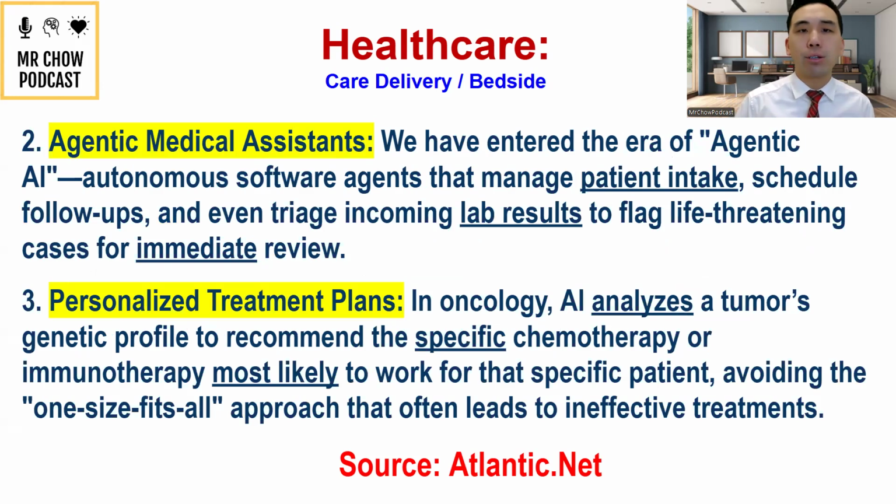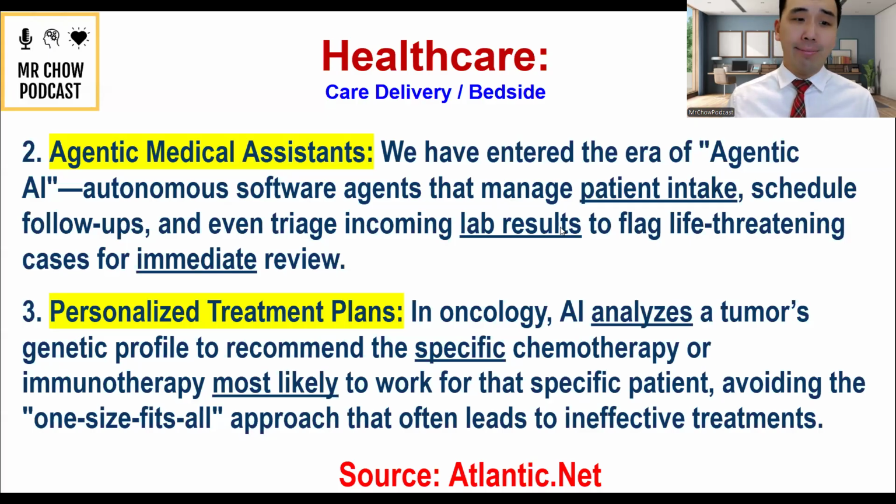You look at agentic medical assistants. We have entered an era of agentic autonomous software agents, like patient intake, looking at lab results for immediate review. You can even look at personalized treatment plans. In oncology, AI analyzes a tumor's genetic profile to recommend a specific chemotherapy or immunotherapy. That being said, as I said earlier, the doctor should always make the final decision. You should never just rely on this, because every case and every patient is different. So keep that in mind.